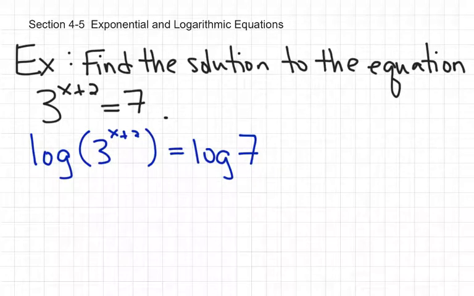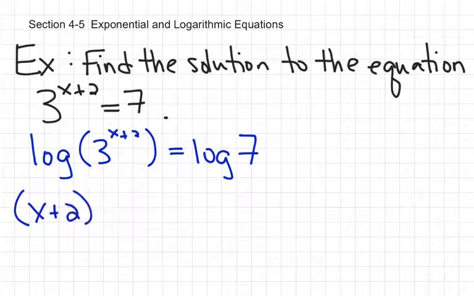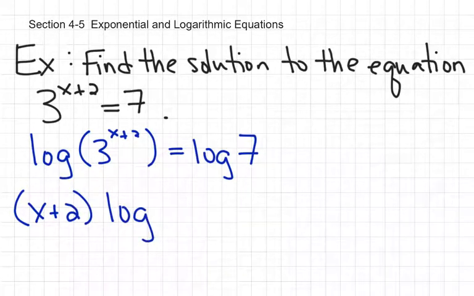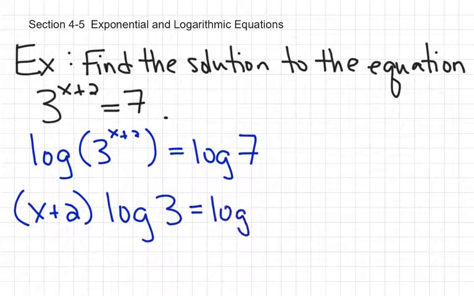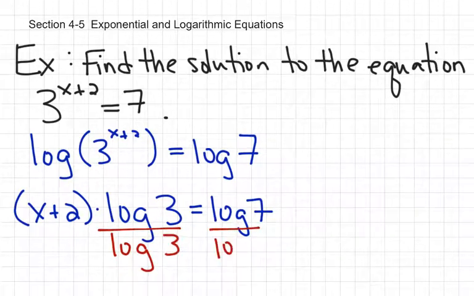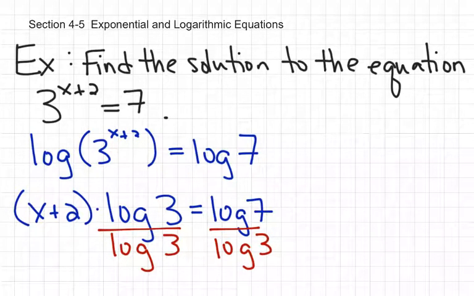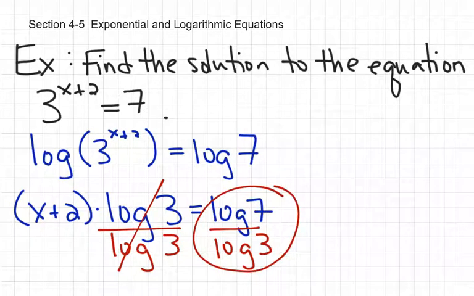What then happens is that the exponent of x plus 2, using the law of logs, can be brought down and multiplied in front of the log of 3. Now, since this is being multiplied, to get rid of the log 3, we're going to divide both sides by log 3. Now remember, this is a log base 10, so this is something that can be evaluated in our calculator. And then the last thing we're going to do is take this 2 and subtract it from both sides.